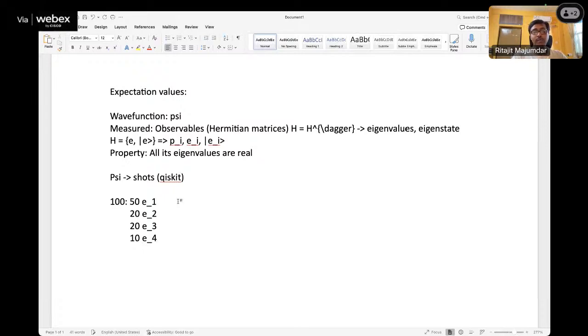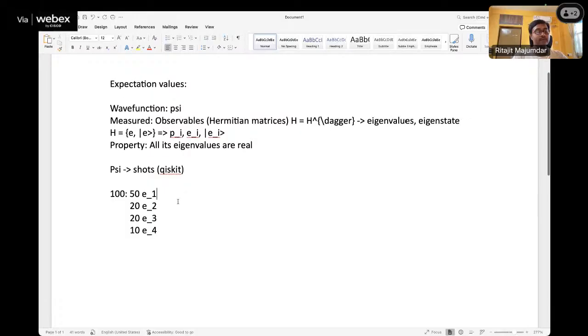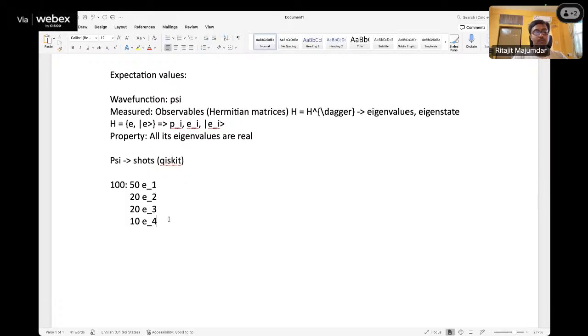So what we do immediately on randomized algorithms or probabilistic things is calculate the expectation value. What is the expected value of the outcome that we are going to get? So the expectation value will be, say 50 times I have got E1, so 50 by 100 into E1 plus 20 by 100 into E2 and so on.